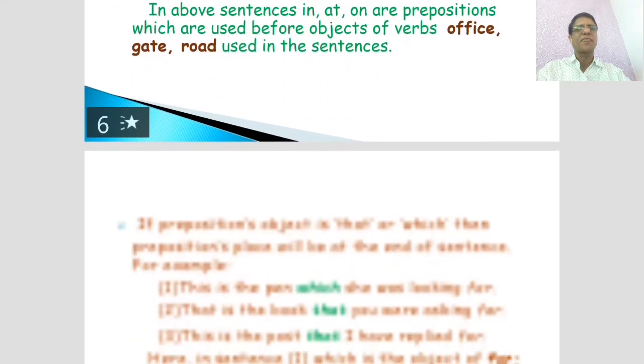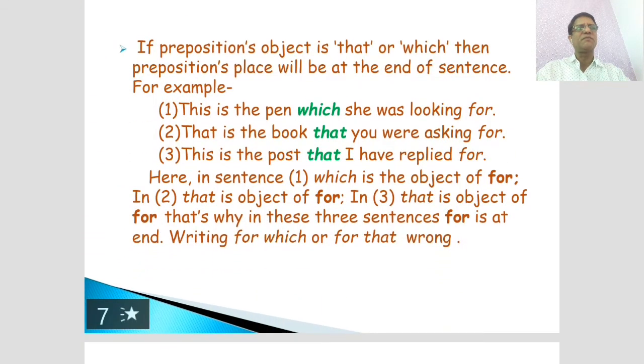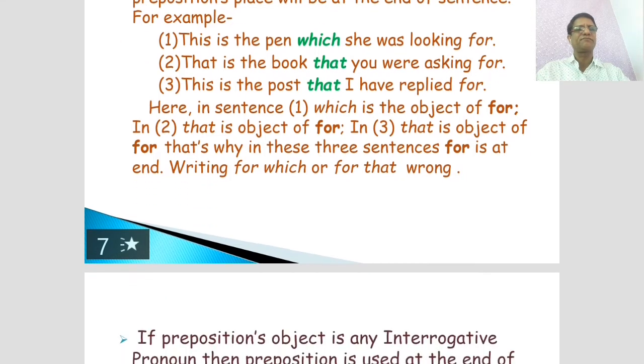Now, if the preposition's object is "that" or "which", then the preposition's place will be at the end of the sentence. For example, this is the pen which she was looking for, that is the book that you were asking for, this is the post that I have replied for. Here in the first sentence, which is the object of for, in the second sentence that is the object of for, in the third sentence that is the object of for. That's why in these three sentences for is at the end. Writing "for which" or "for that" will be incorrect.